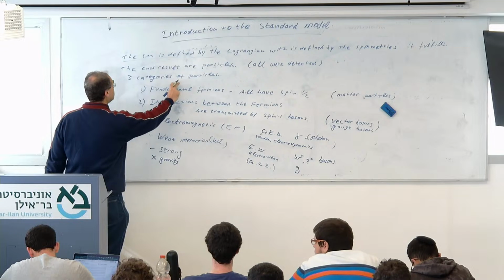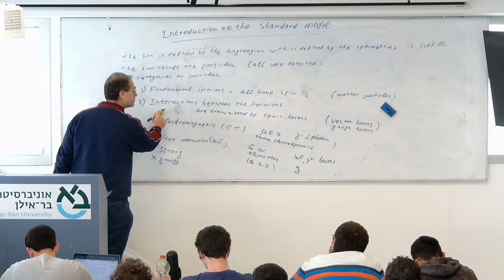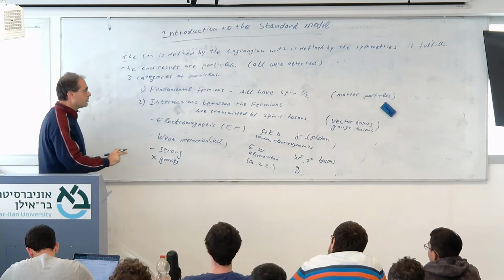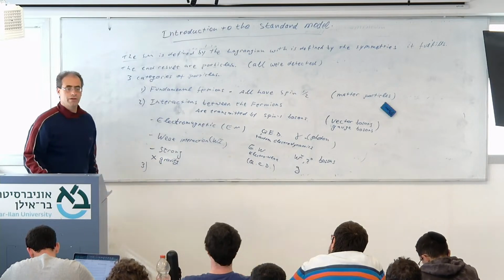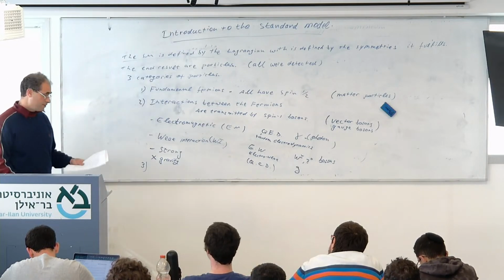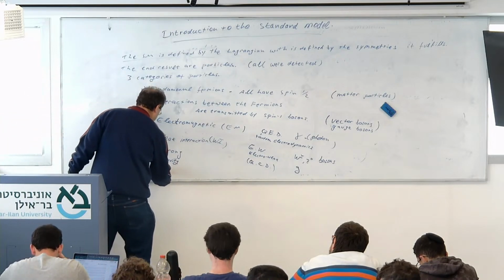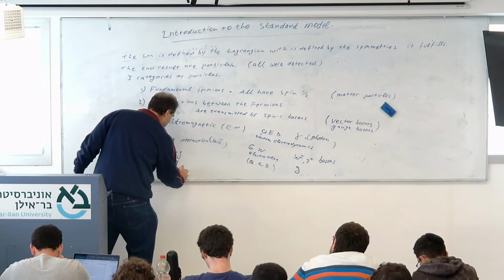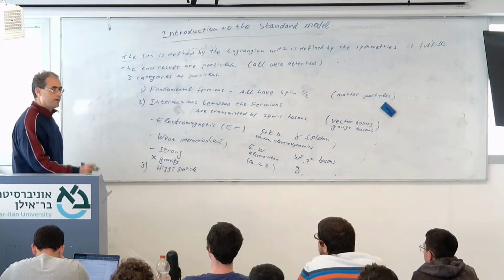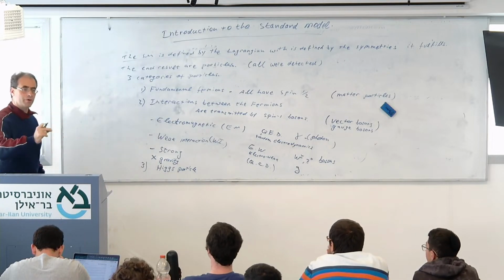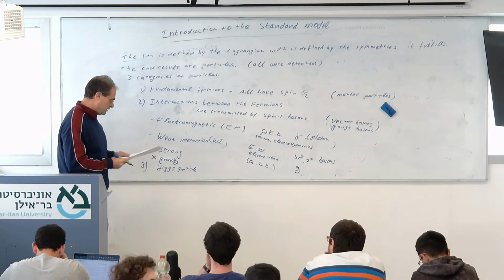So we said there are three different categories. One is the fundamental fermions, the second is the interactions, which within the standard model are gauge bosons. And the third category is the Higgs particle. This is the particle that gives mass to the other particles by interaction between them. You'll see how interaction between particles can generate mass. That's a spin 0 boson.